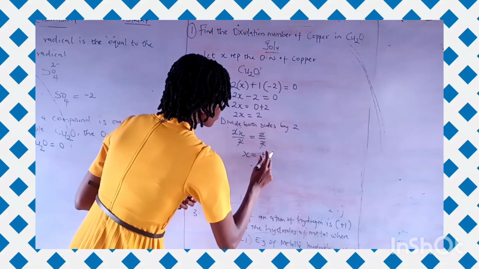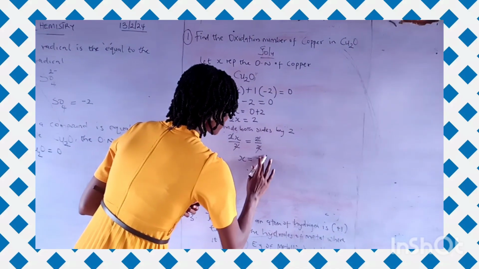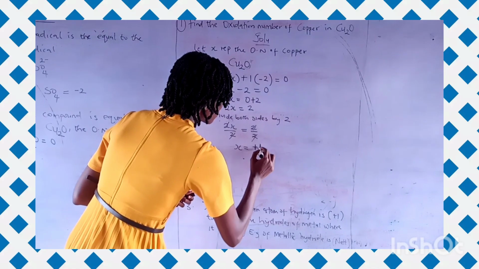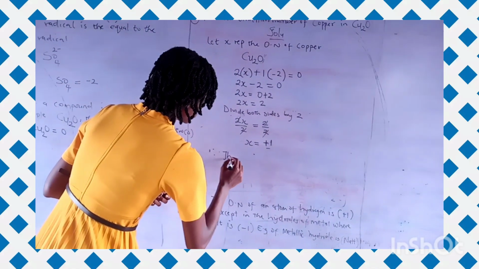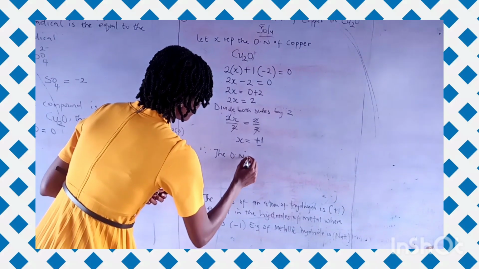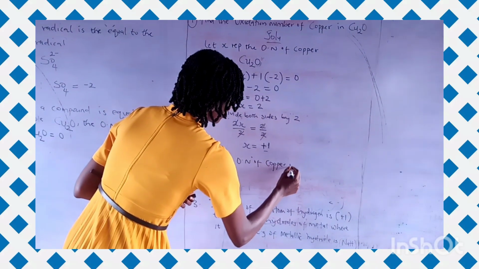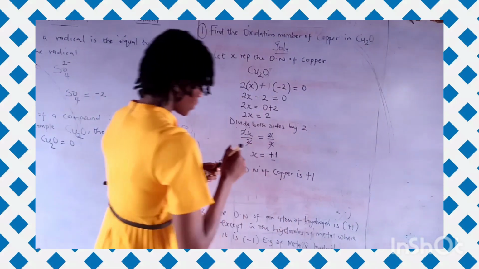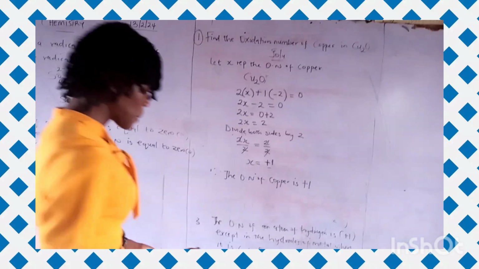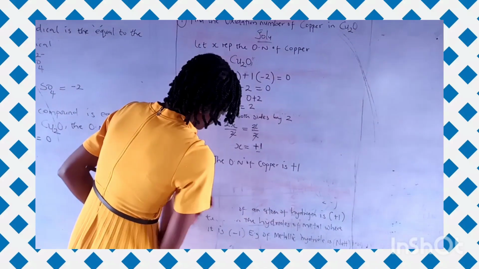Please don't just write ordinary 1. You have to indicate the sign, because I said a radical is carrying a charge. So therefore, the oxidation number of copper is plus 1. Okay, so that's our answer.